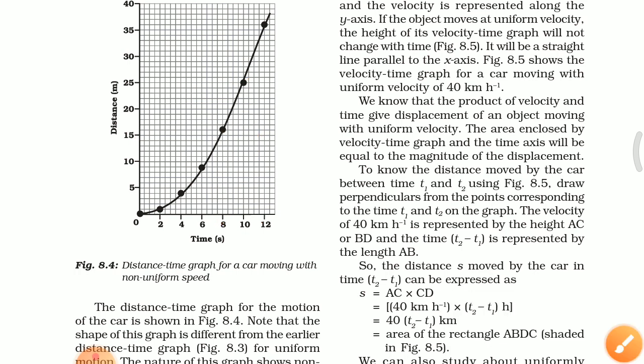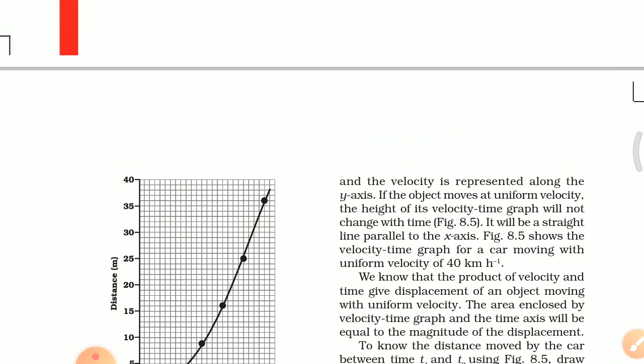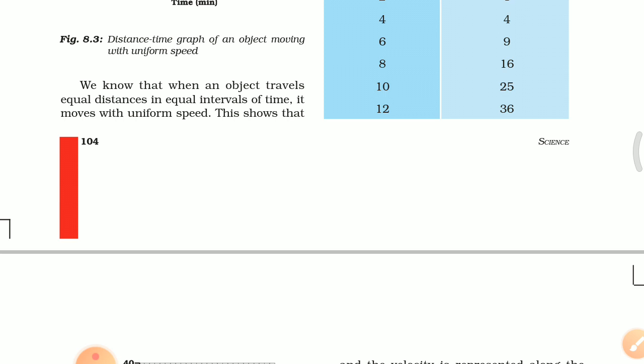So this is your book content. I hope you understood how to draw a distance-time graph for uniform speed, non-uniform speed and an object at rest. In your book they don't show the object at rest, but I discussed the object at rest in the video. And I also gave you some numerical sums. You have to do them, and only then will you understand the difference between uniform speed, non-uniform speed and an object at rest.